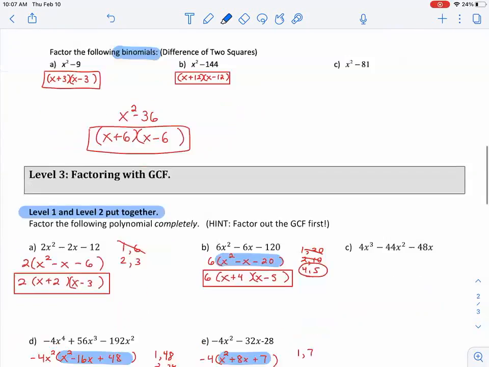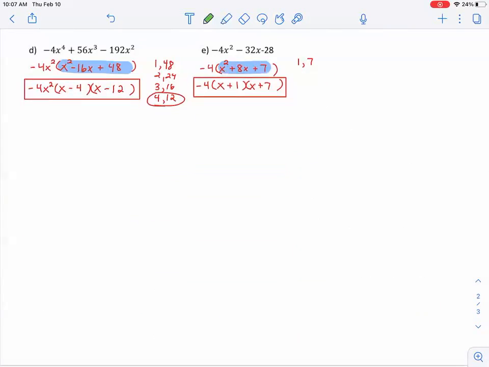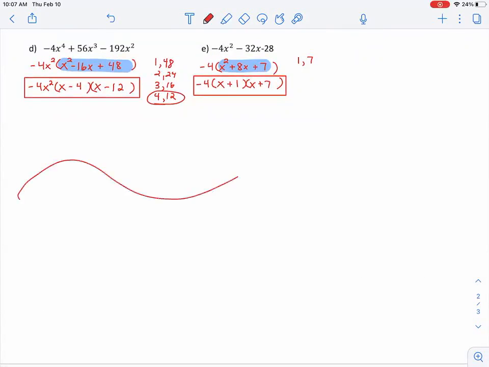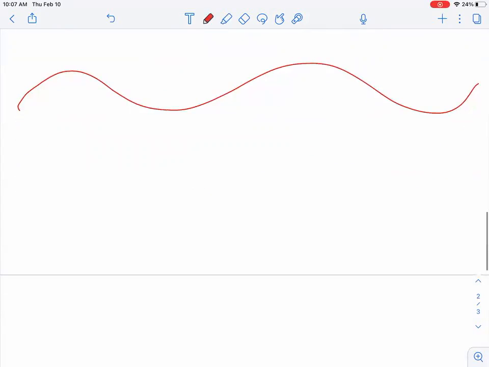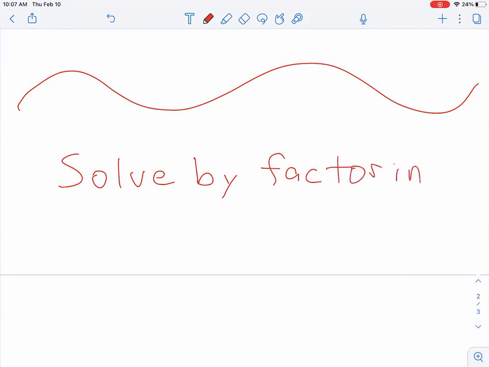So if you keep going down, there is some open area down at the bottom. And I'm just going to add a little bit to this instead of doing a whole new sheet. So why don't you guys write this on your sheets that we are going to solve by factoring. And solve being the key word here. We want to get an answer like x equals a number, okay?